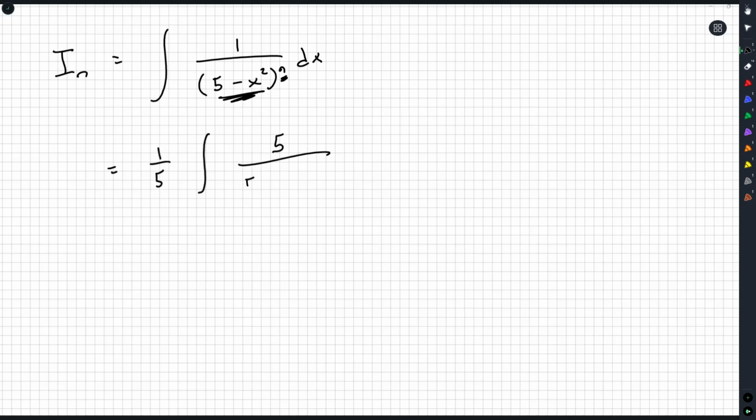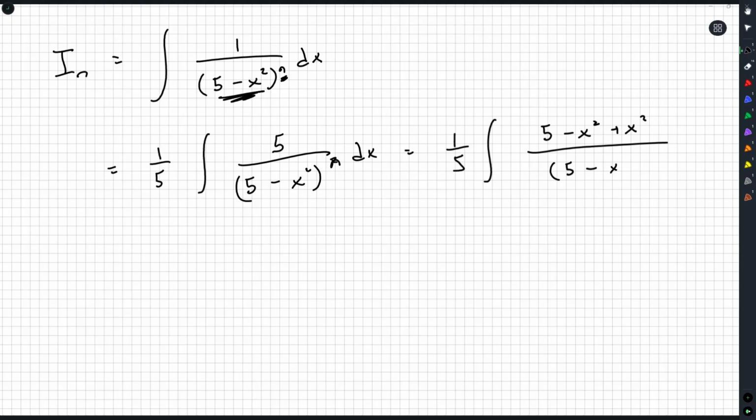Here's what I'm going to do. I'm going to divide top and bottom by 5. You'll see why I'm doing this in just a moment, but I want to get a 5 up here, because this 5 here can also be just 5 plus 0. We can always add 0. You can always have a sneaky little 0 here. And what I'm going to do with that sneaky little 0 is write it as minus x squared plus x squared. All right, you see how this might start to be coming together?